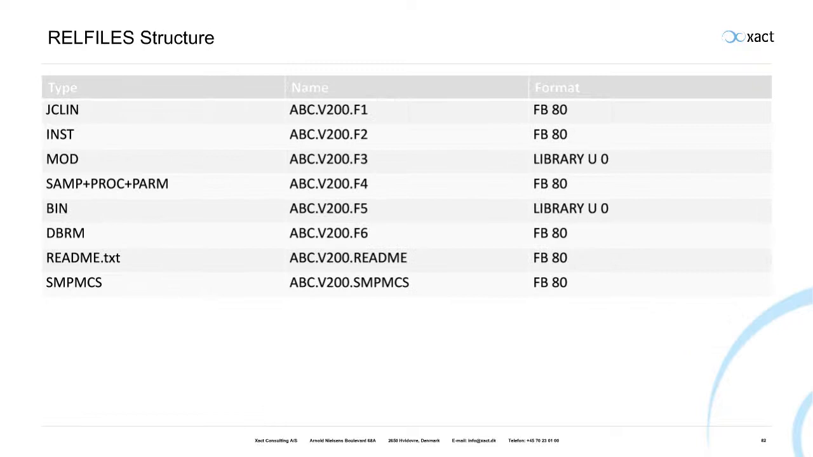This is an example of a rel file structure. By convention, F1 contains the JCLIN, and F2 contains the installation jobs. The other ones can be set up as the packager finds suitable. The only restrictions are the formats of fixed block 80 bytes or unformatted library, and that members of different target libraries can have the same names, so they must be separated in the rel files. Like a REXX exec with the same name as a skeleton.